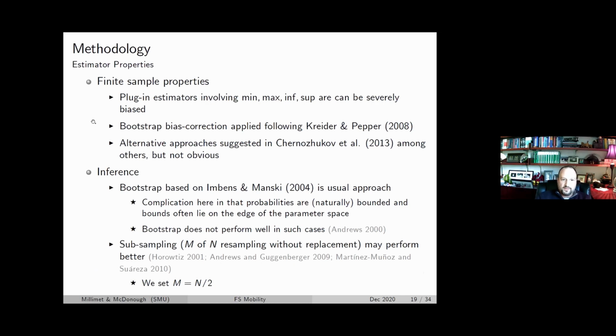So a little bit on the econometrics. When you're doing these partial identification bounds, they are biased in finite samples because they involve mins and maxes of the data. So again, we follow the literature and do the bootstrap bias correction that Kreider and Pepper do. And then, related to Salvador's question, we use the Imbens and Manski approach combined with subsampling.